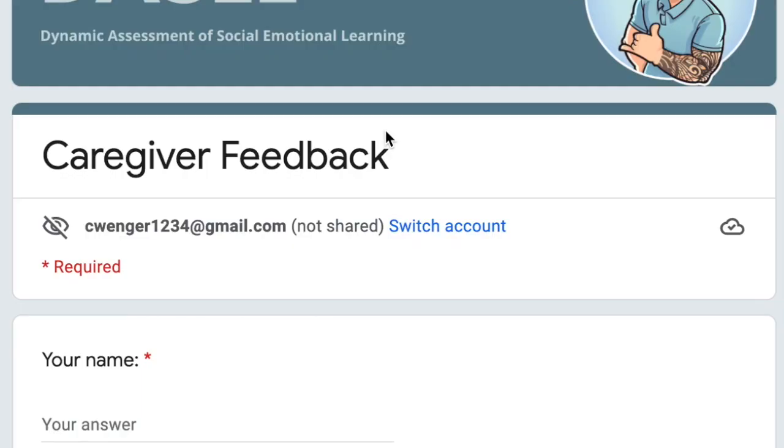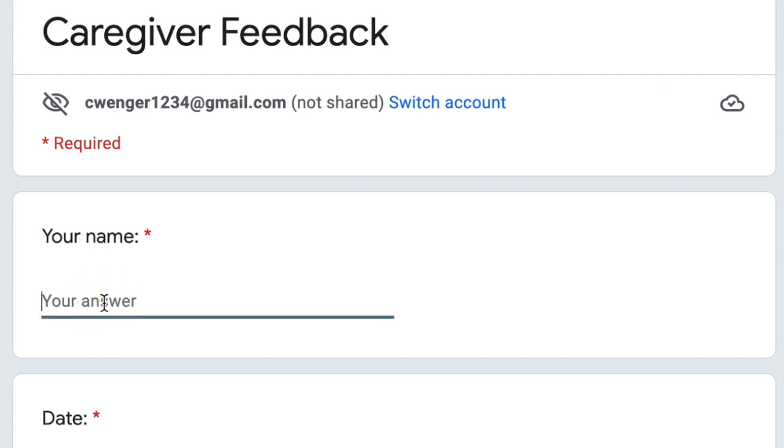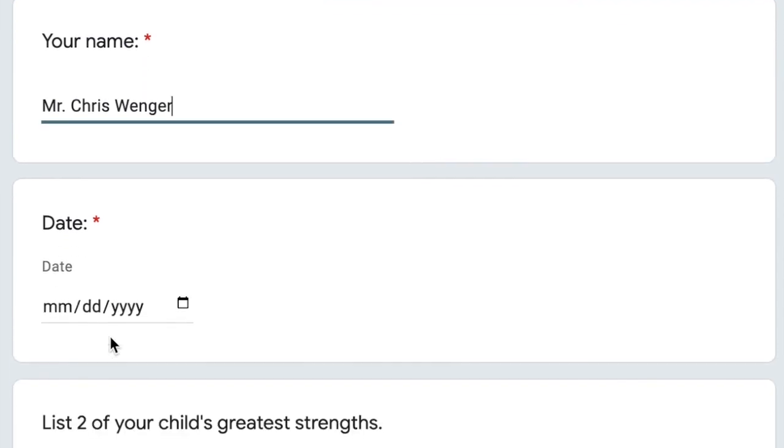Now let's move to the caregiver parent form. This form helps you easily grab important information about your student from the person or the people who they spend the most time with. Parents love, love, love this form. It makes them feel like they're a bigger part of their child's therapy. And that's really good for the relationship you have with them.